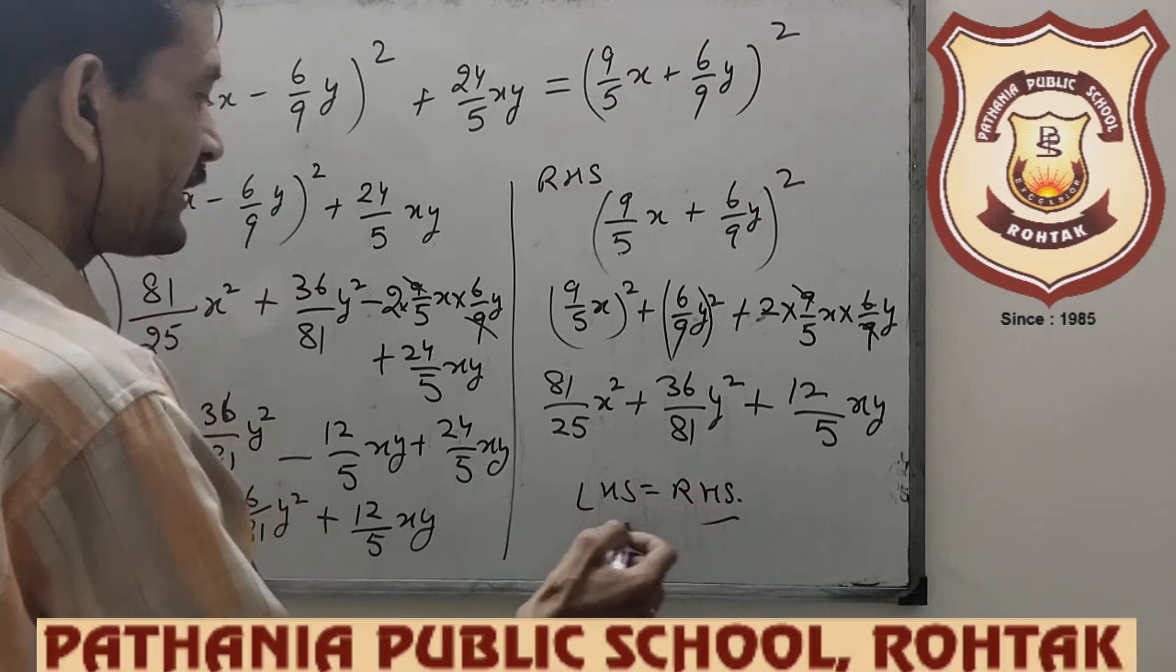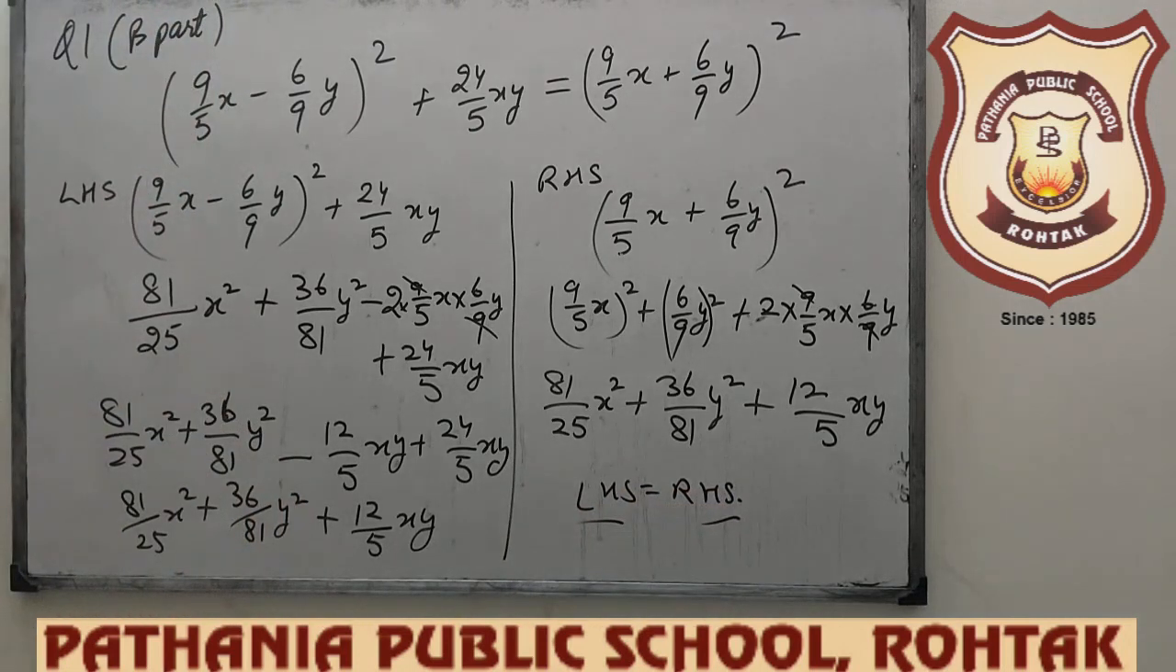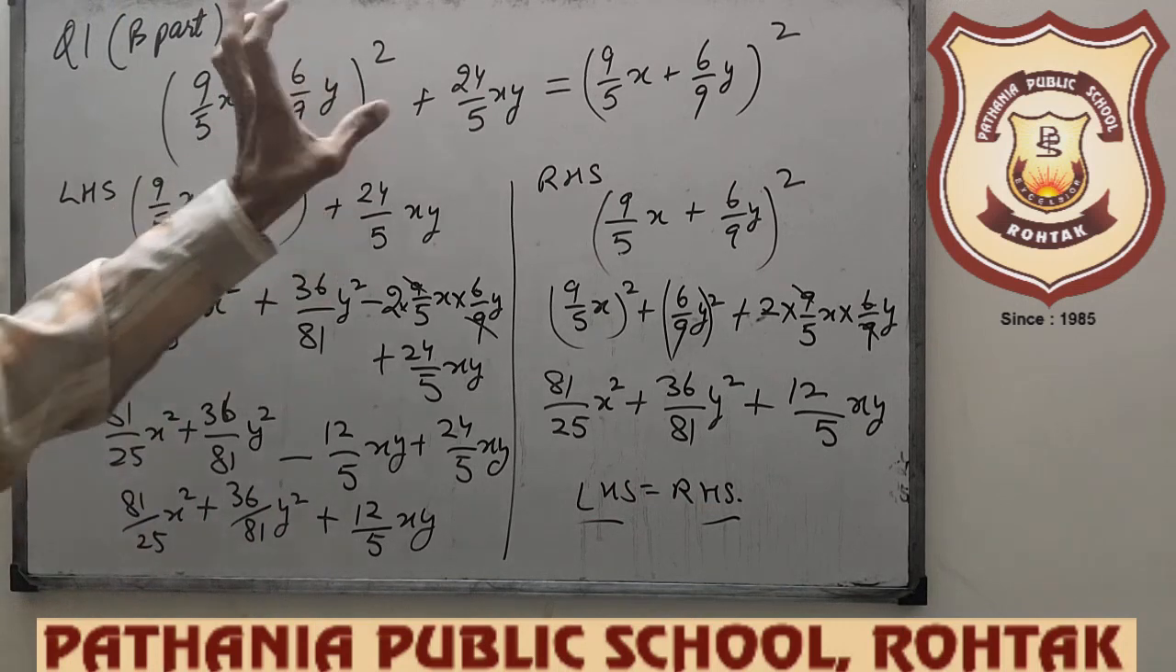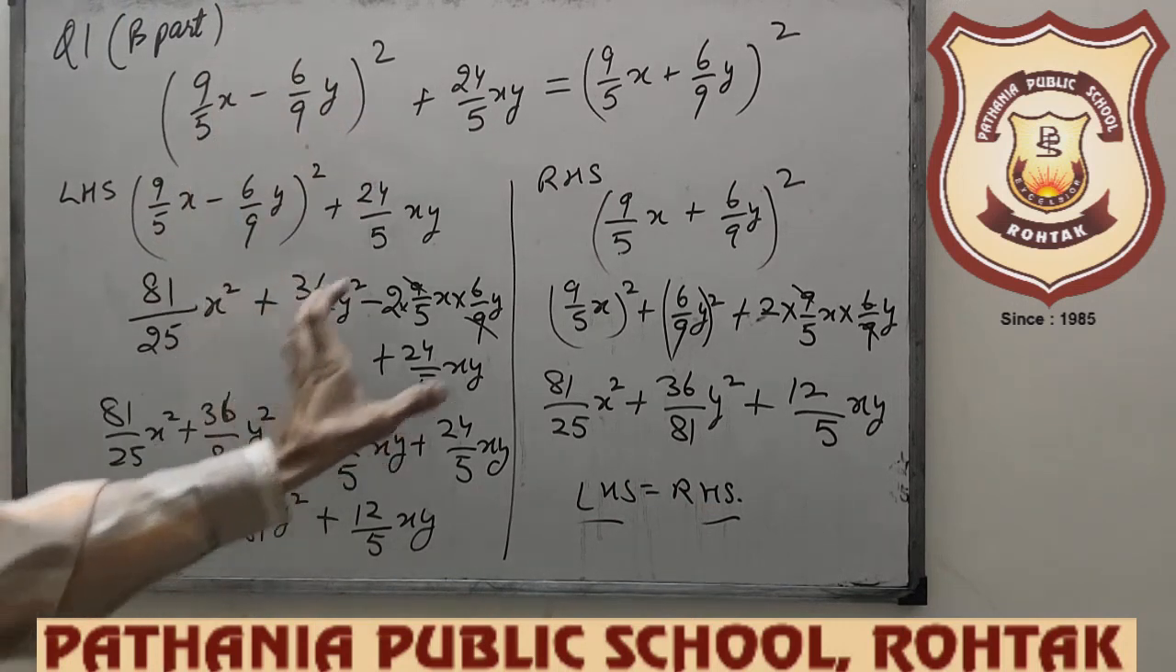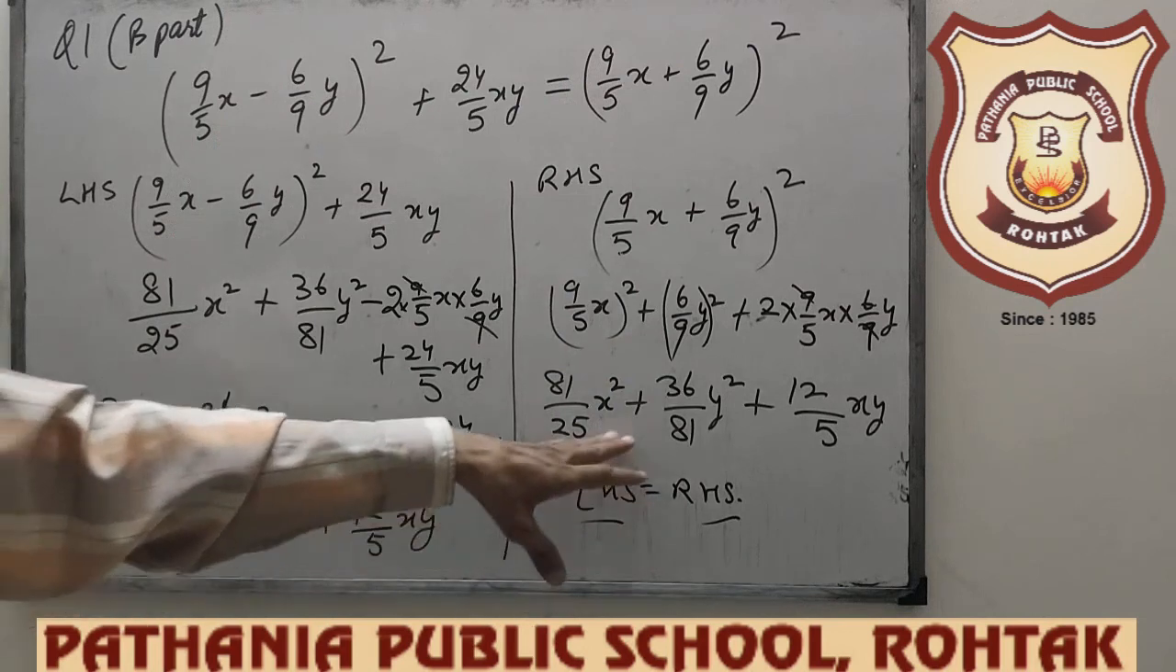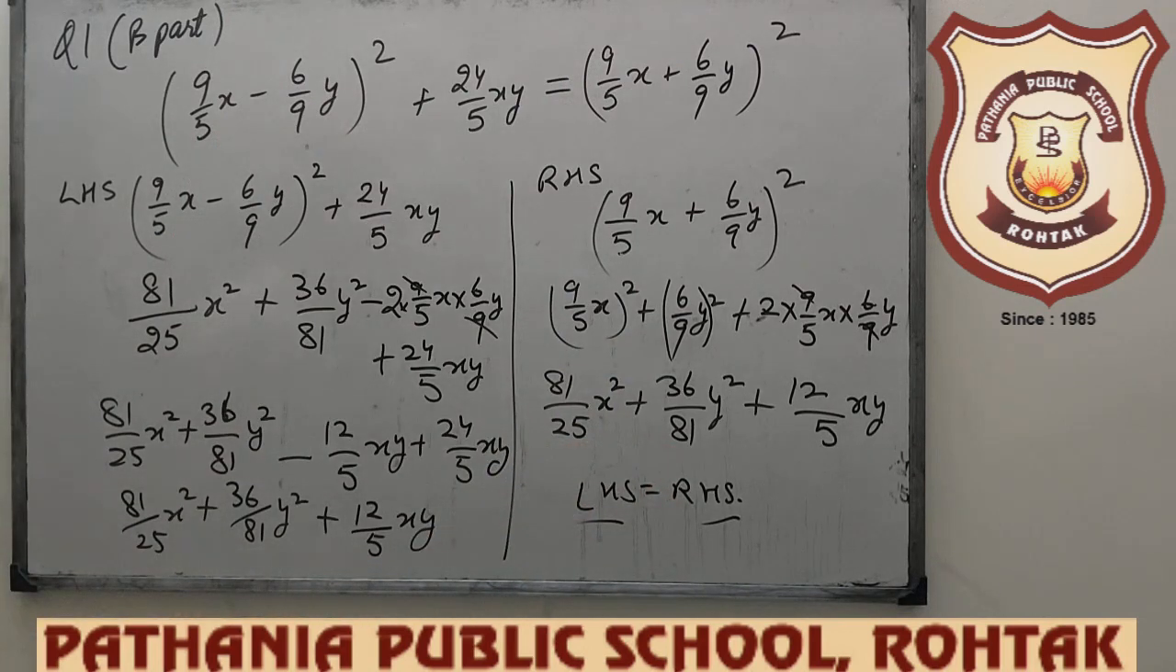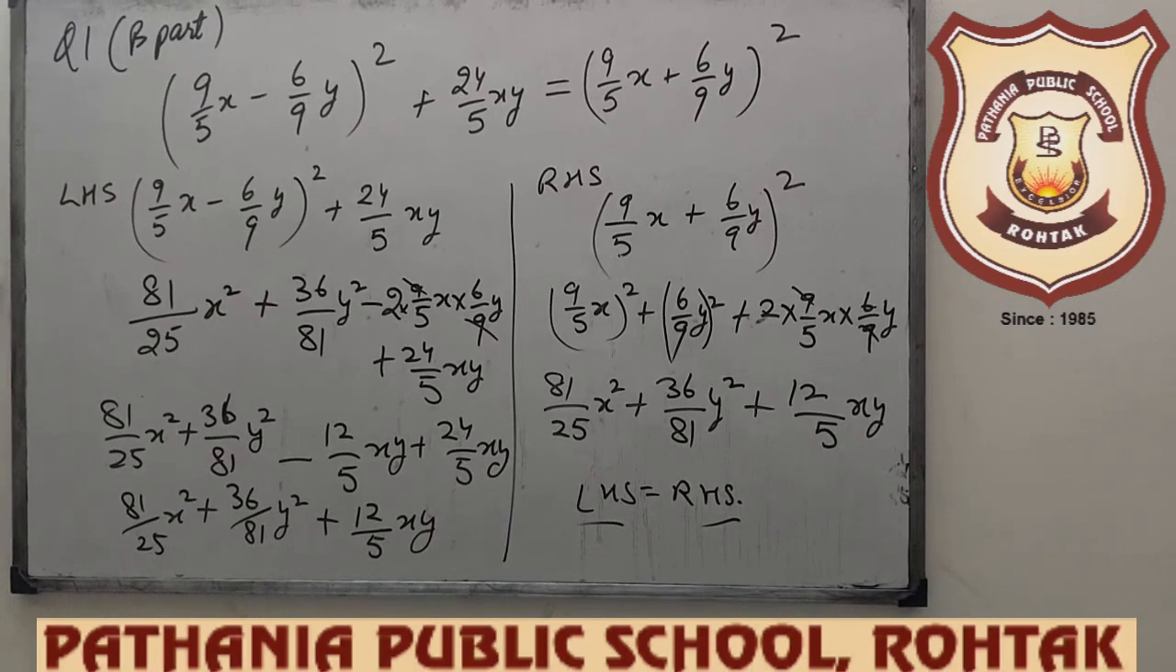So in this way, these are the applications of identity. The difficulty level is still higher because you have to solve the left hand side and then the right hand side, then the answer should be the same on both the sides. So this is the way to solve the first question of B part.